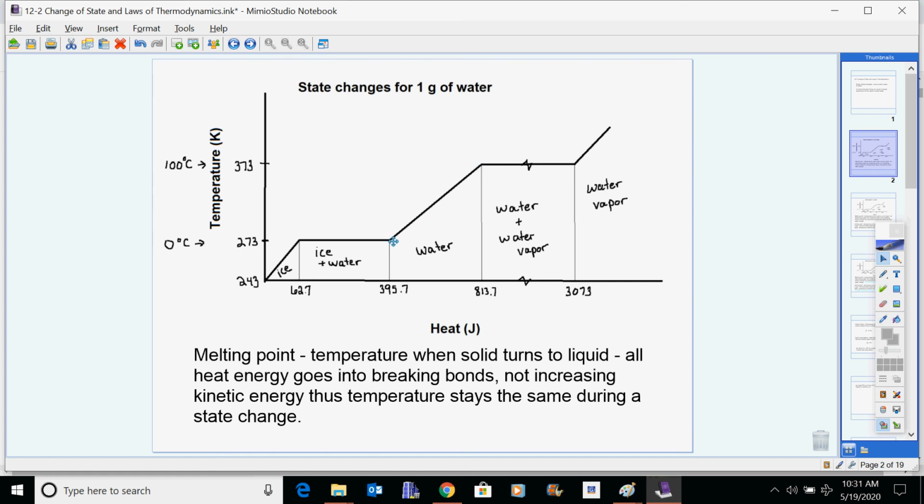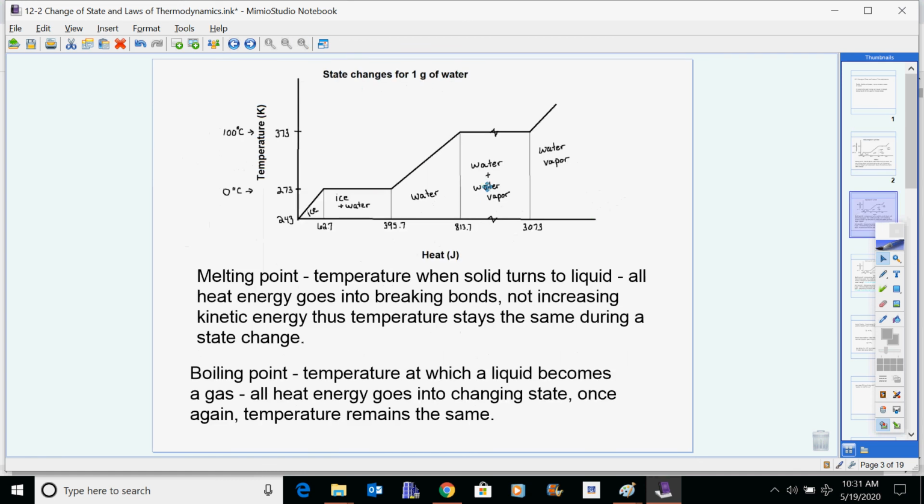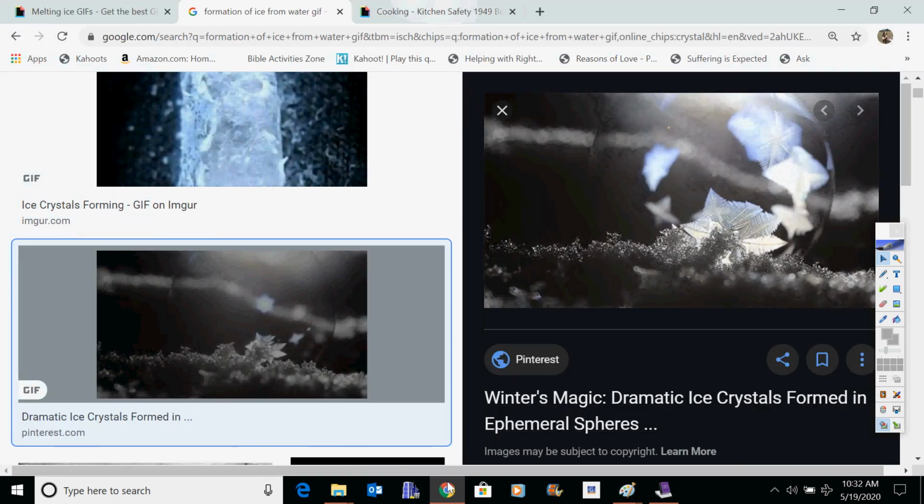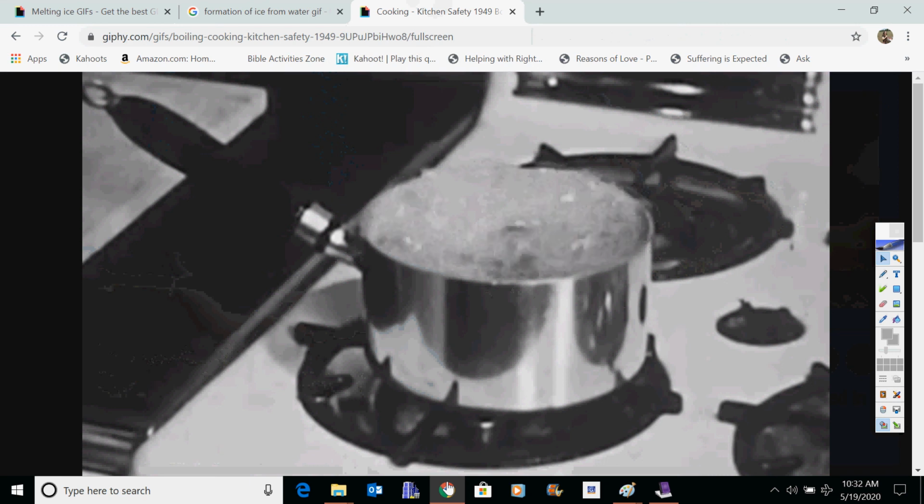Once it's all changed over into water, then the water starts to get hotter and hotter. The temperature rises and rises, and this is all water. Once you get to a certain temperature, that's known as the boiling point, all of the heat energy, instead of going to make it hotter and hotter water, is going to change state, changing it into the gas state.